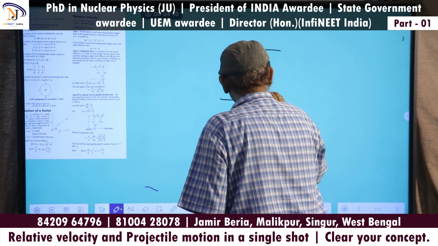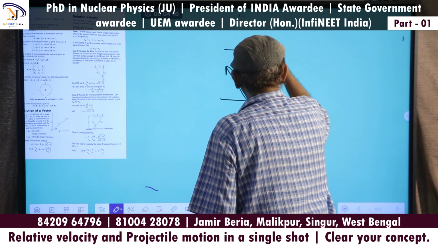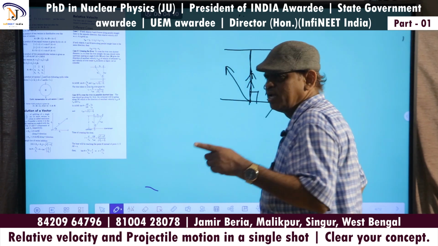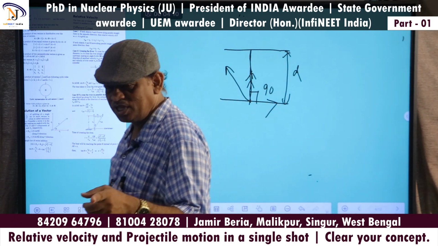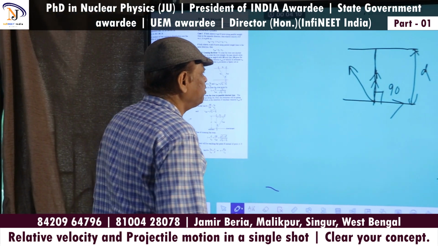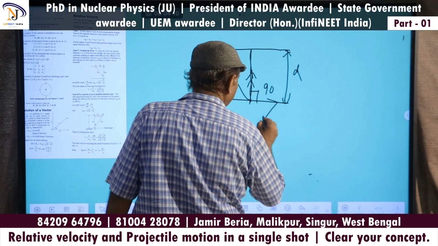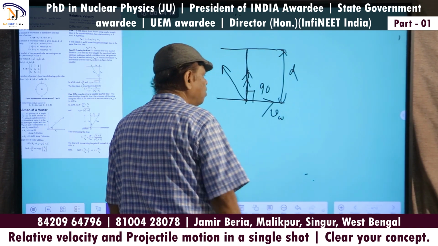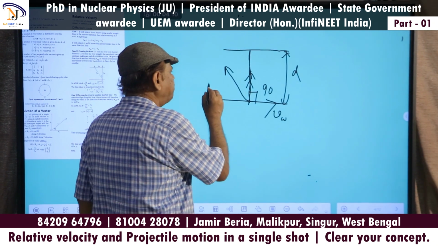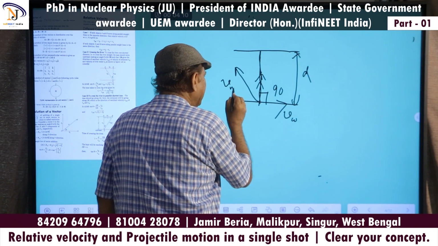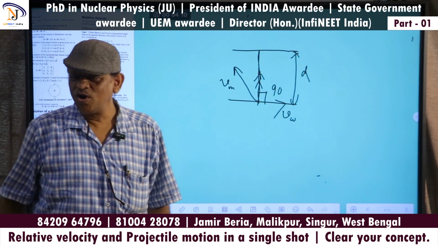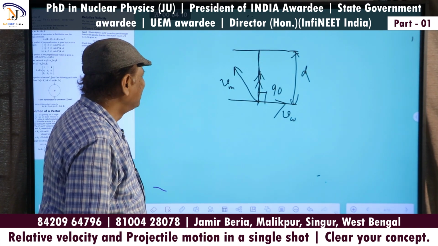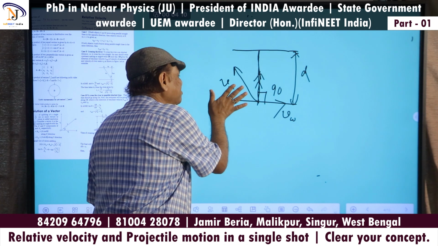This angle is 90 degrees, and this is the shortest distance. You have to cross the river in the shortest distance and shortest time. Both are important, just to see how I solve it. If the velocity of the river, that is water, is VW, and the velocity of the person is VM, man or woman you can say, I want to give importance to man, that is why I want to write here.